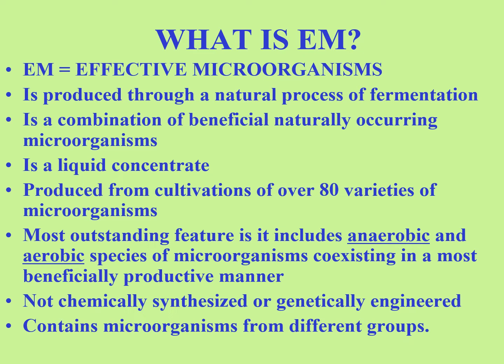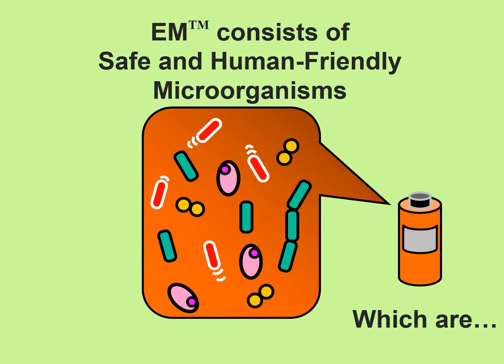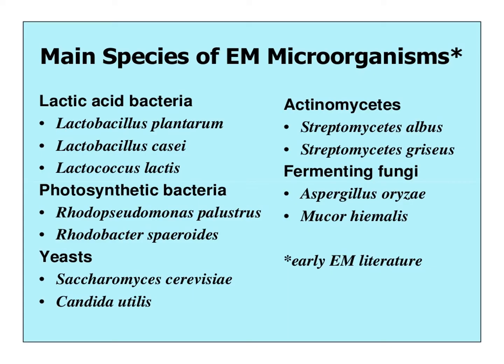EM's most outstanding feature is that it includes anaerobic and aerobic species of microorganisms coexisting in a most beneficially productive manner, not chemically synthesized or genetically engineered. It contains microorganisms from different groups. EM consists of safe and human-friendly microorganisms. The main species of EM microorganisms are lactic acid bacteria, photosynthetic bacteria, yeast, actinomycetes, fermenting fungi.